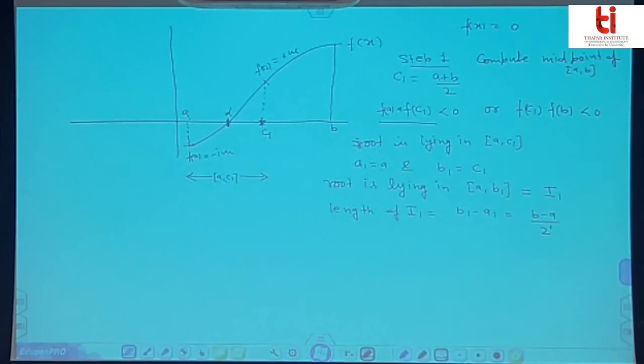Now we'll again apply the intermediate value theorem. What we do, we'll bisect the interval again. Step 2: bisect the interval A1, B1. So what you are getting? You are getting a second point. The midpoint of A1, B1 is what? Let us suppose it is C2, then C2 is (A1 plus B1) upon 2. So let us suppose C2 is somewhere here. This is your C2.